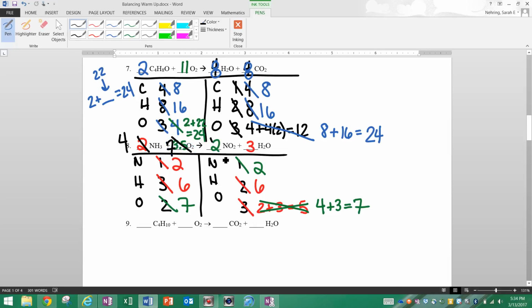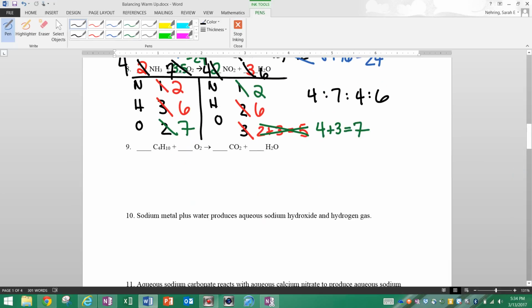This is getting kind of messy here. Instead of a 2, this becomes a 4, and this becomes a 6. So my balanced coefficients are 4, 7, 4, 6. So that's our last trick there. When you're stuck, try multiplying everything by 2. There's another problem down here that's going to have the same trick. So let's try one more.